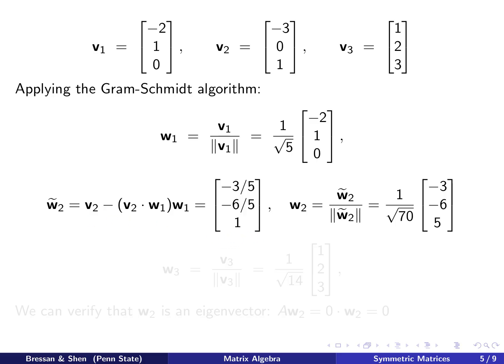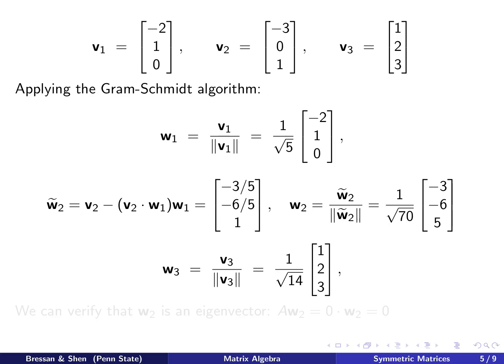And then we see that this is a vector that's perpendicular to W1, but it's not a normal vector. So let's normalize it by calculating the norm of it and then dividing the vector by it. So we get this vector, which has norm 1. So that's our W2.